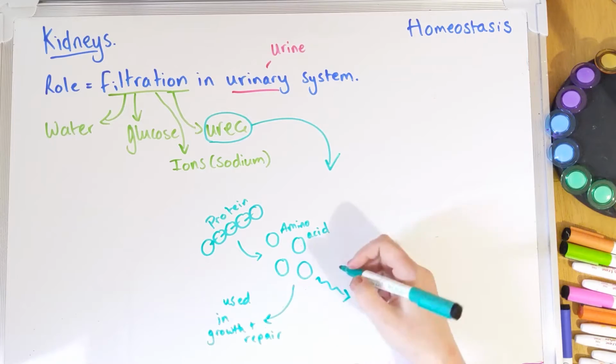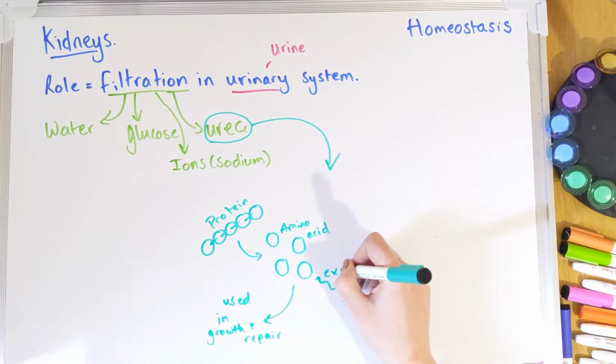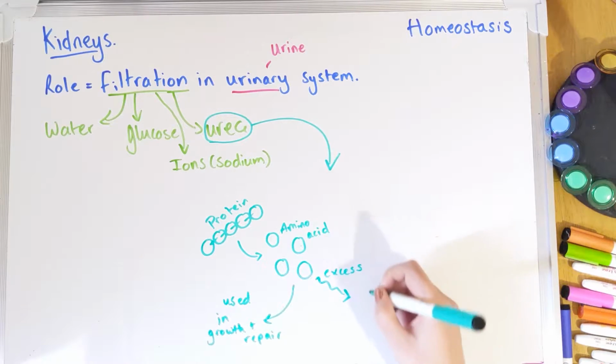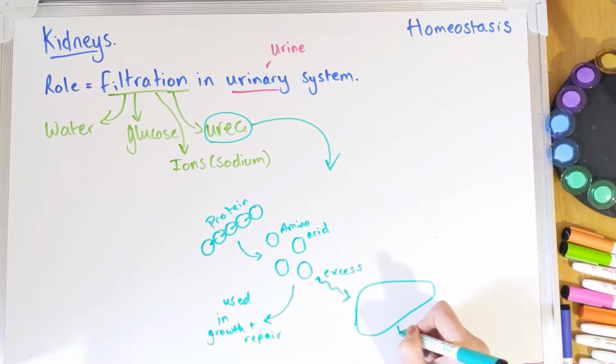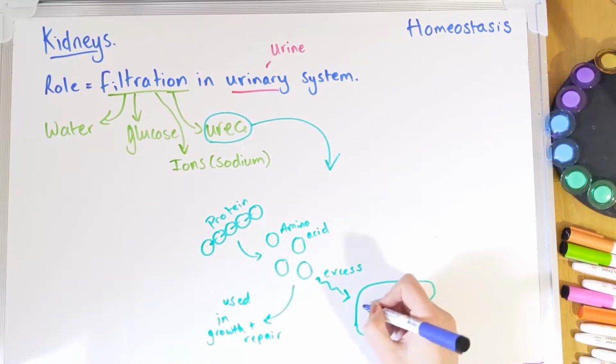Any that are left over, or excess as we call them, are absorbed and filtered by the liver. And inside the liver will turn those amino acids into ammonia, which is very toxic. This process has a strange name, but an important one. It's called deamination.